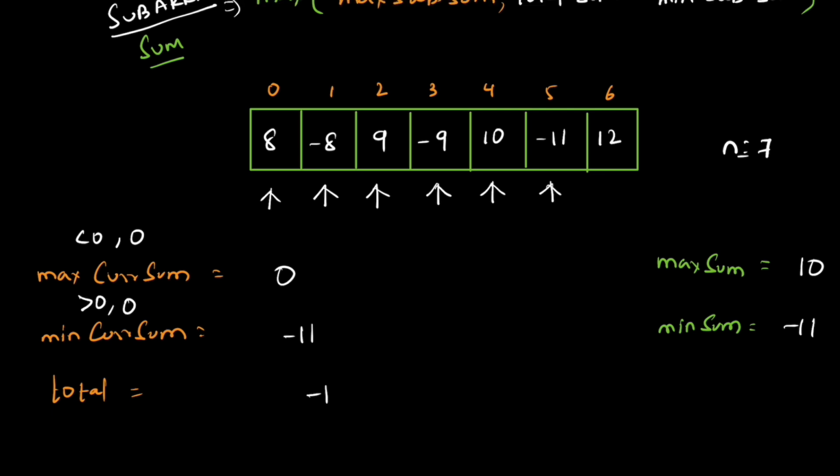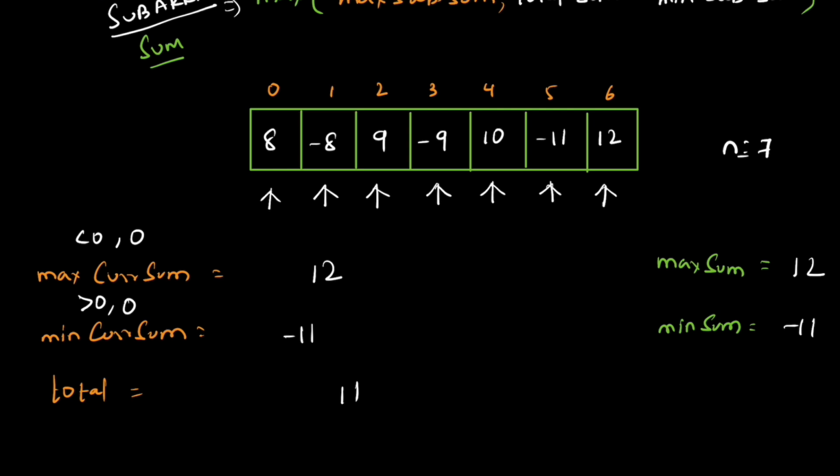Okay. Now finally, at index number 6, the element is 12. So 12 minus 1 will become 11, so we'll update our current sum to be 11. And if we add 12 to the current maximum sum, it will become 12. And we'll check whether 12 is greater than 10. Yes, so we'll update it to 12.